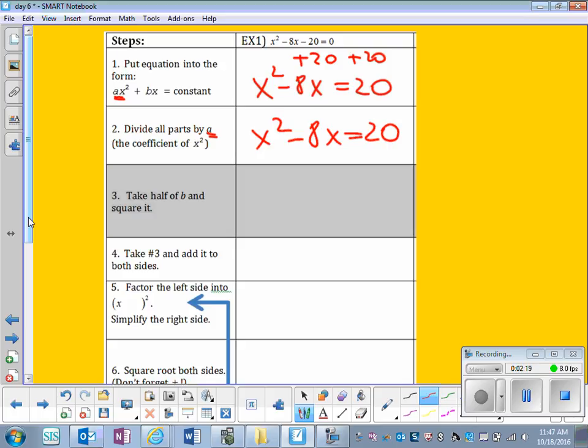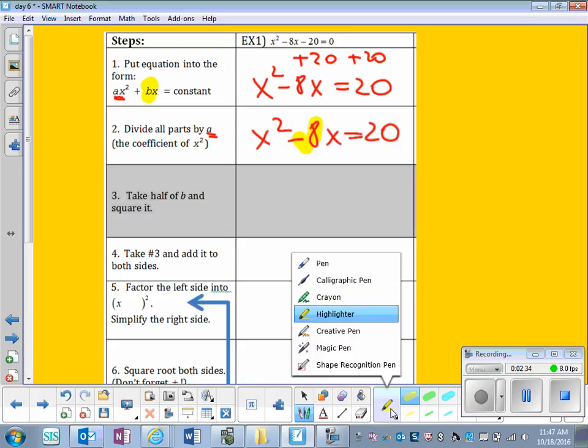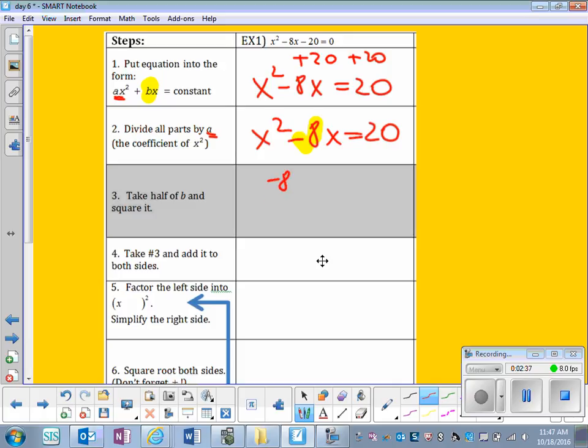Step number 3, take half of b and square it, right? So what is my b? My b is right here, negative 8. So I take my b, negative 8, I divide it by 2 to get half of b, and then I square it. So negative 8 divided by 2 is negative 4, and then I square it, and I have 16. Negative 4 squared is just positive 16.